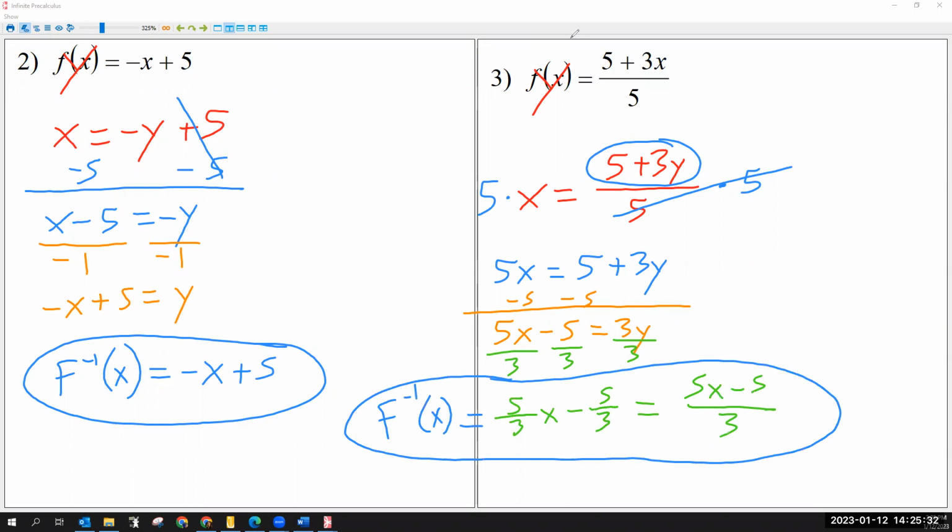So all three of those were linear functions. Well, what does it look like if I have a root or an exponent in my function?